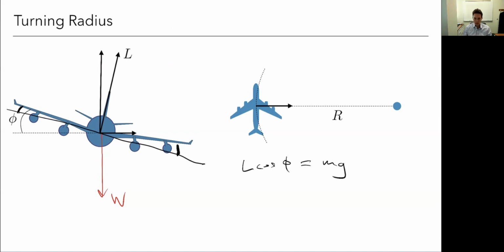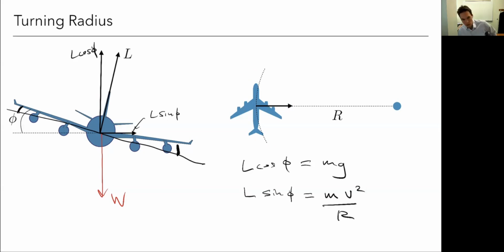Okay, now I've got this component of my lift that's going towards the center. I've drawn it also here. We're turning around some radius, and this is a centripetal force. So recall again, what do I want that centripetal force equal to? L sine phi is this component here. This is L sine phi, right? This is L cosine phi. So that's going to be mv squared over r, if we remember from physics. So that's the mass of an airplane times the speed squared divided by this turning radius r.